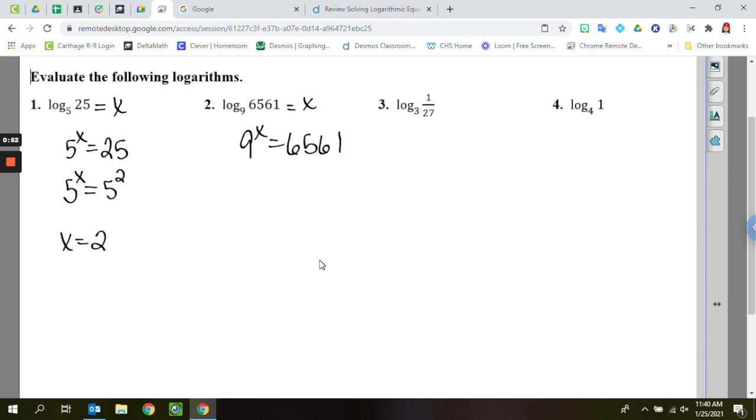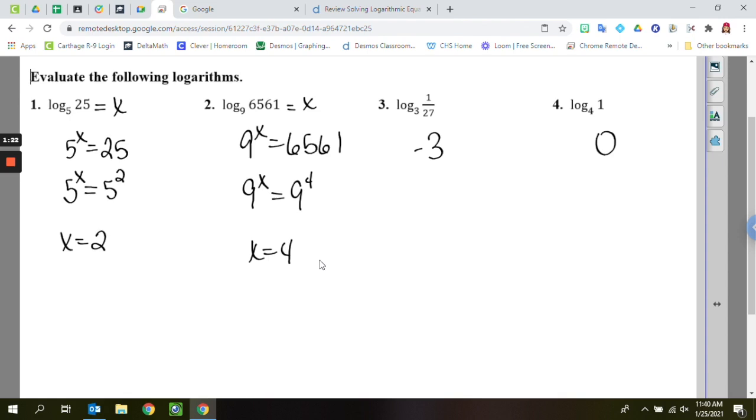Let's see, that was to the 5th power? 4th? So x equals 4. And what do we get on 3? Negative 3. And what do we get on 4? 0. All right. Pretty easy when we can come up with them to the same base.